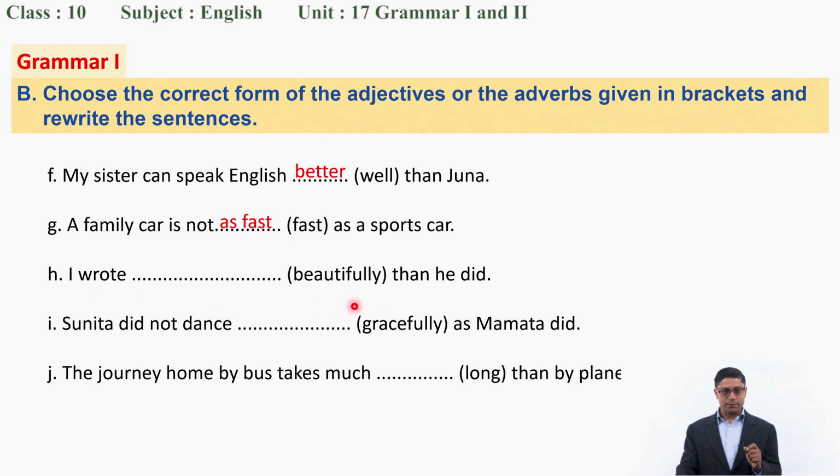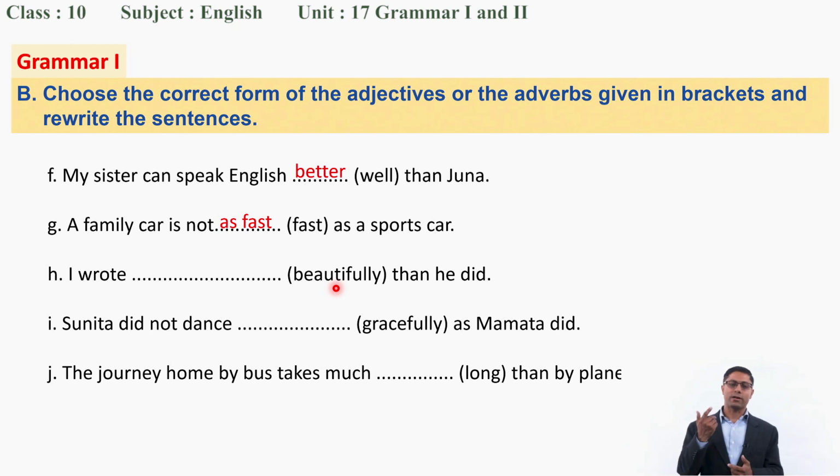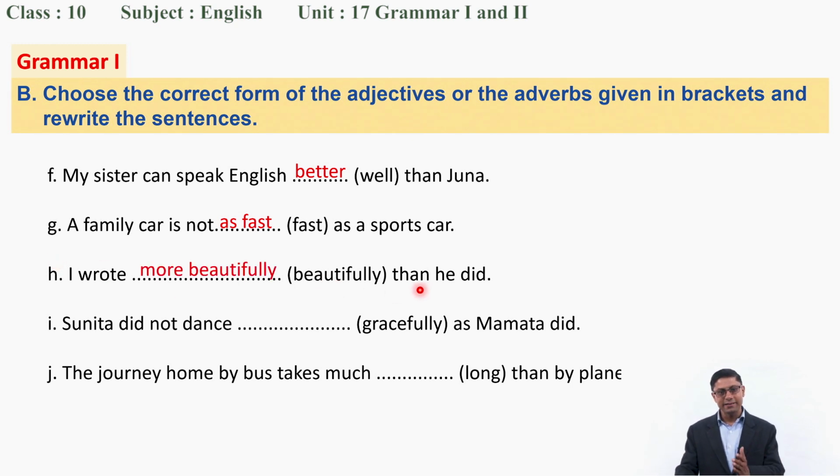H. I wrote beautifully than he did. Which form? We do have an adverb here, beautifully. Now, which form of adverb are we going to use? Positive, comparative or superlative? Which one? That's wonderful. We are using comparative. So, more beautifully, I and he. We are comparing between two.